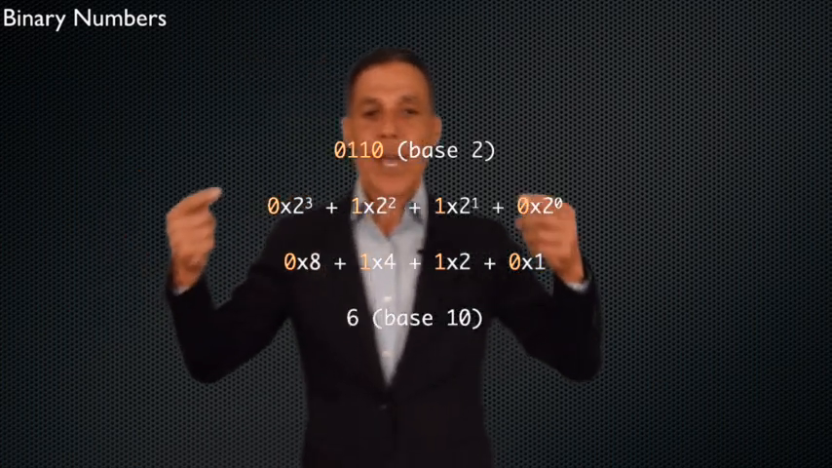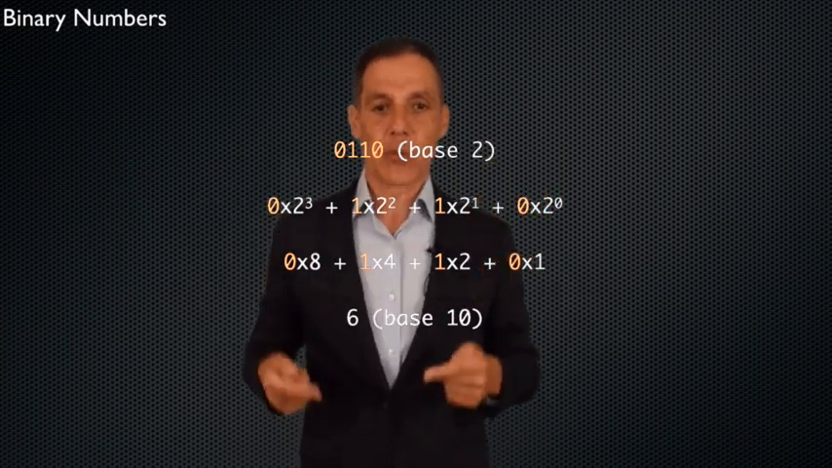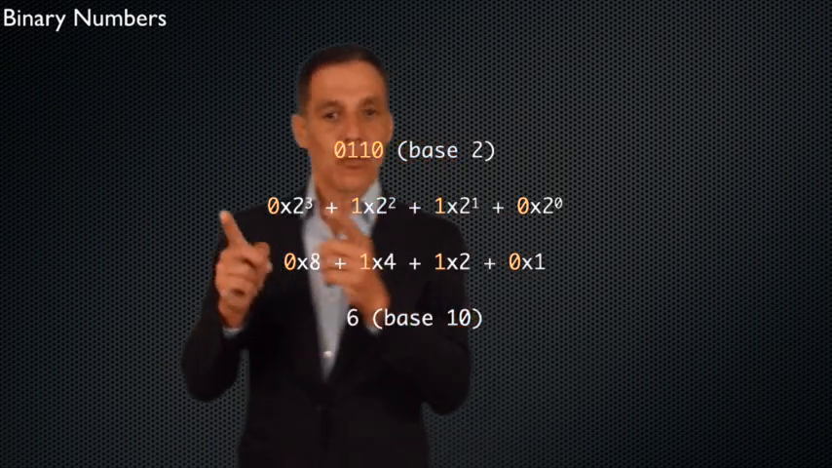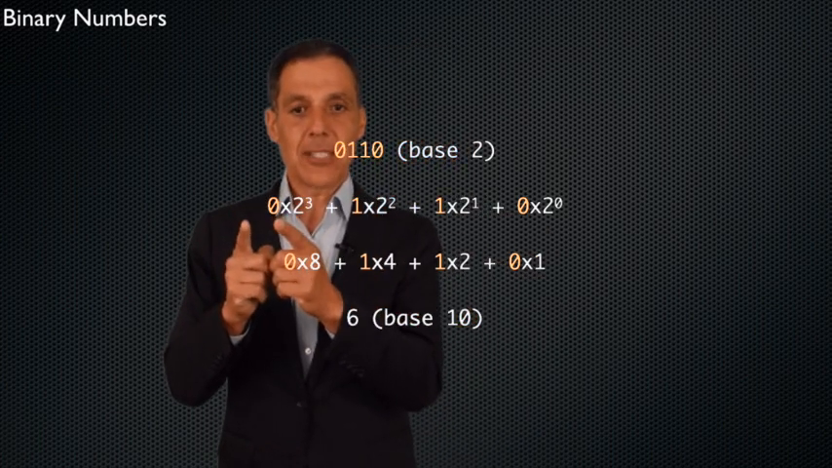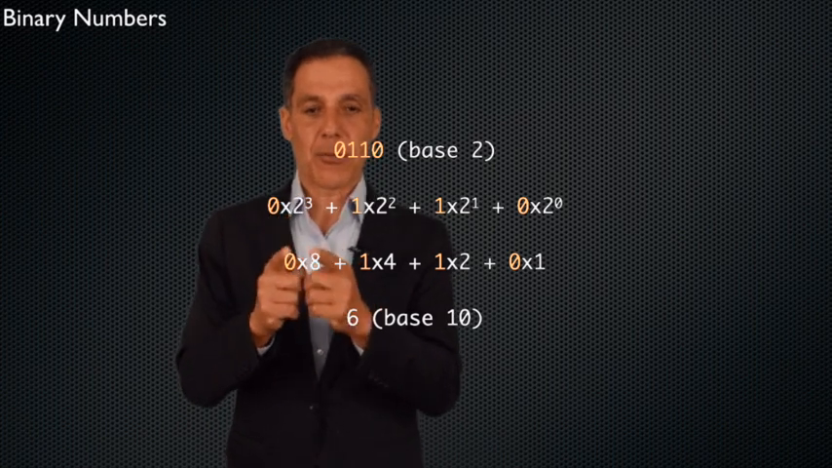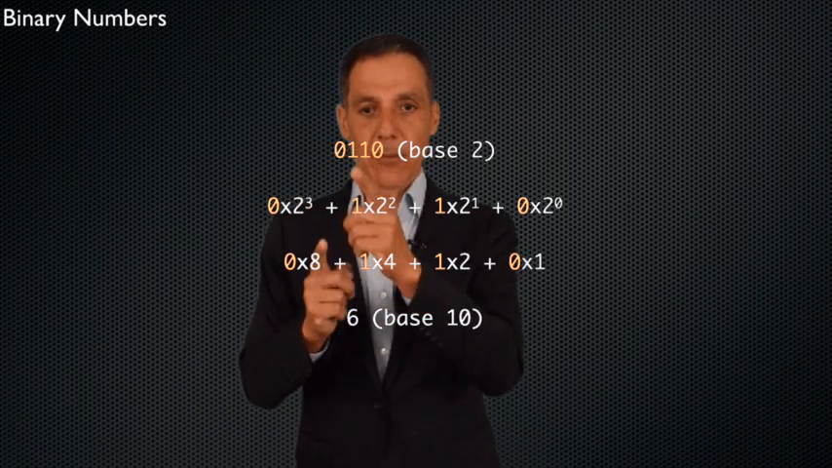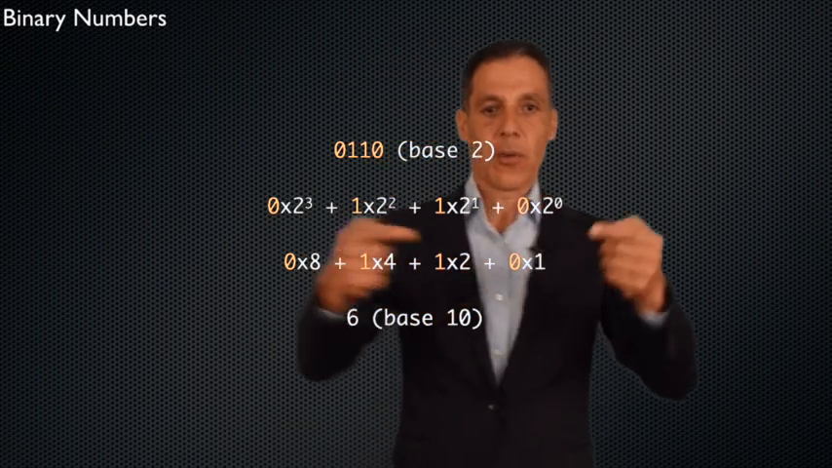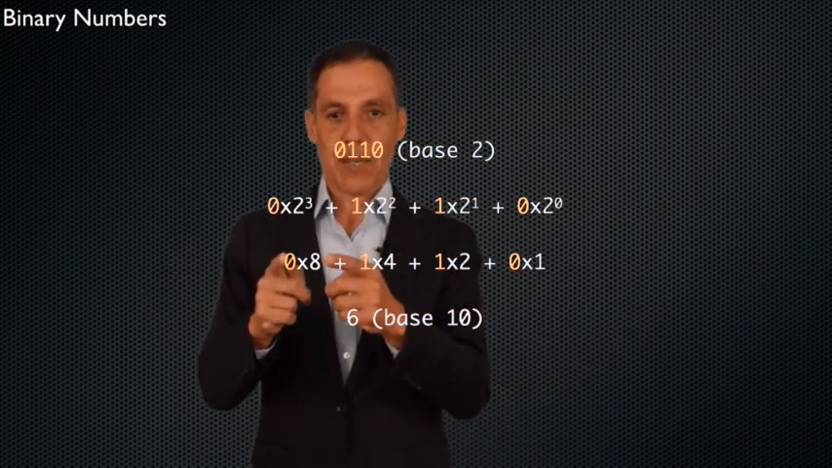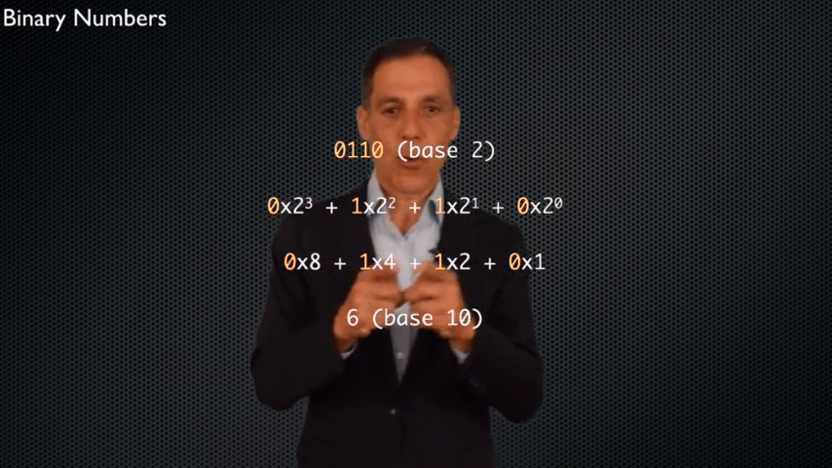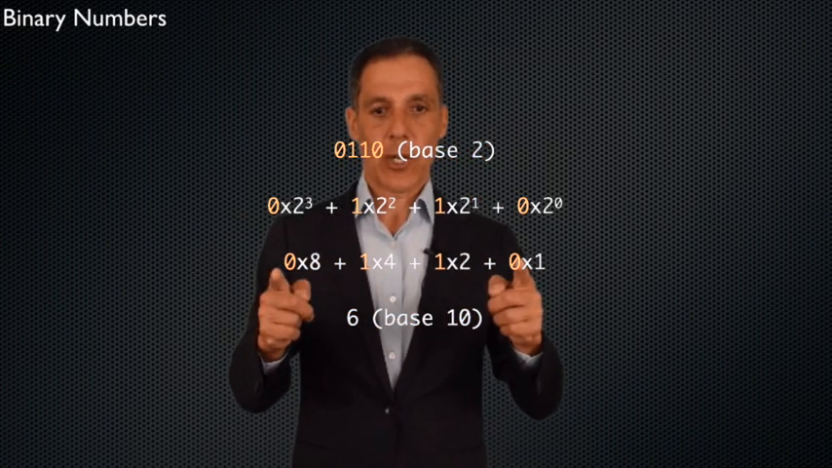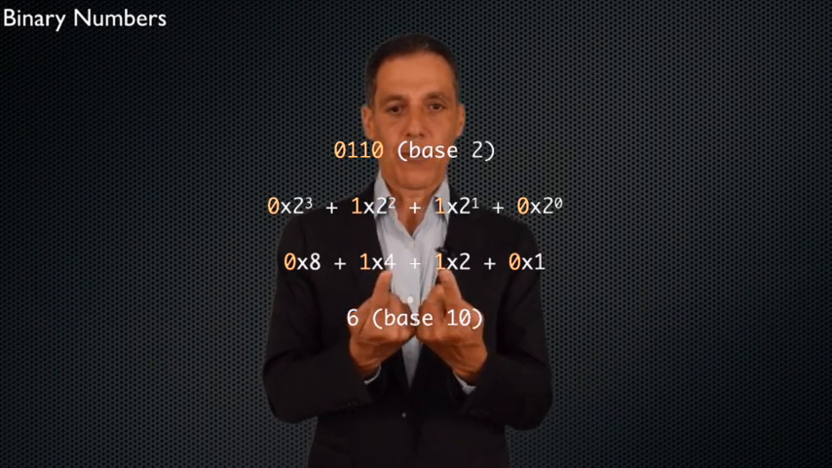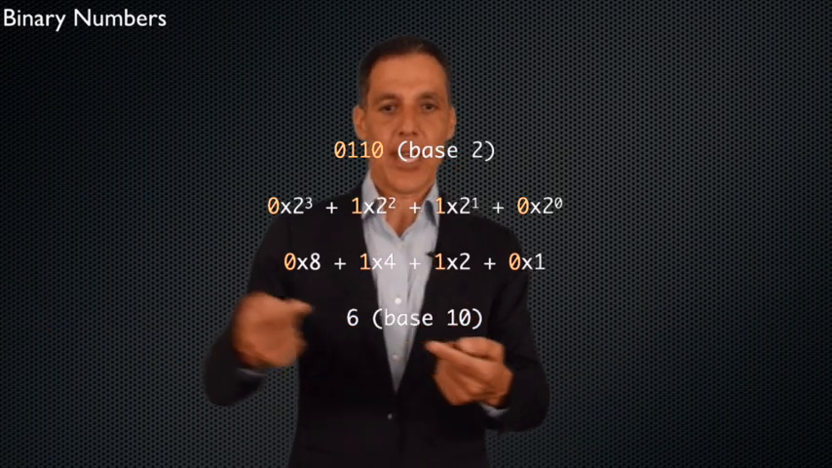Okay? So if I give you the number 0, 1, 1, 0, and I ask you what is that in, say, base 10, well then we play the same game. This leading 0 is multiplied by 2 to the power 3. This one is multiplied by 2 to the 2, 2 to the 1, 2 to the 0. Work out those powers of 2, so it's 8, 4, 2, 1. Those two are multiplied by 0, so they go away. The 1 and the 4 are multiplied by 1. 4 plus 2 is 6, so that's base 10.